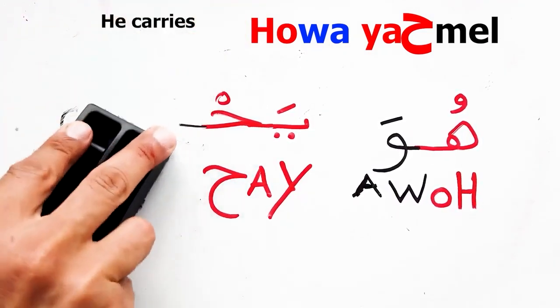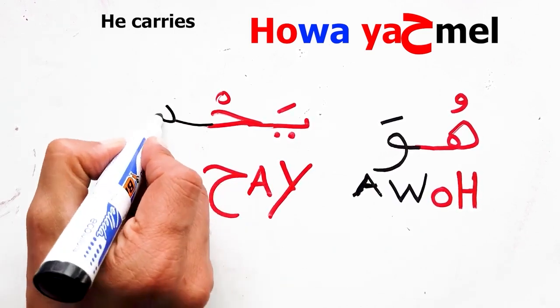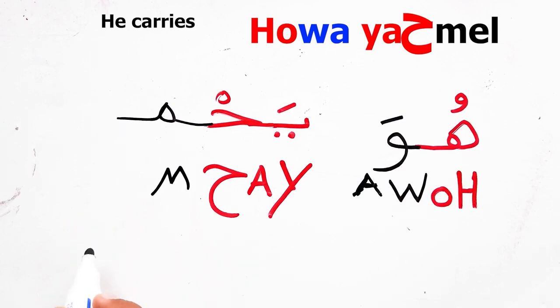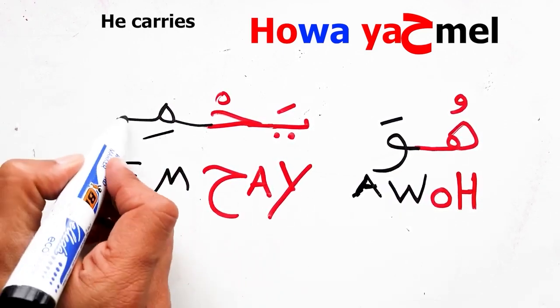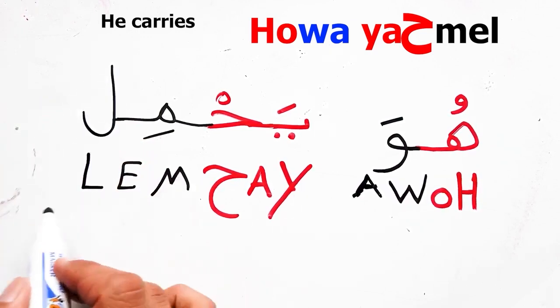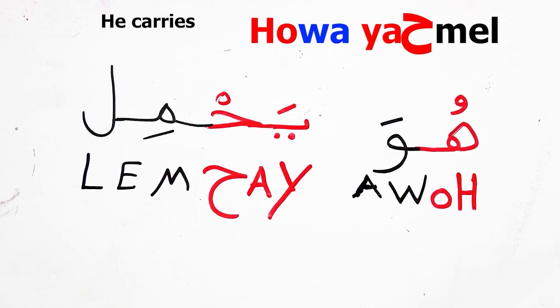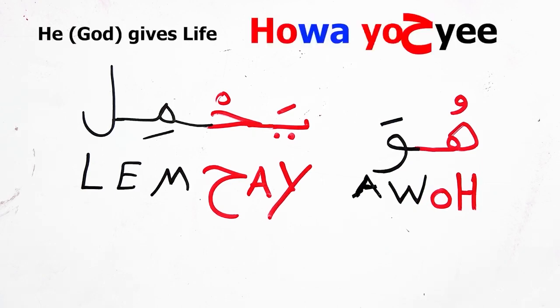Let's remove here and we say هو يحمل, the sound of M. Let's add it and they say mi with kasra. Mi. يحمل, the sound of L. هو يحمل.